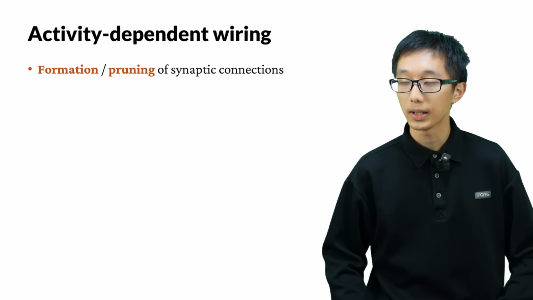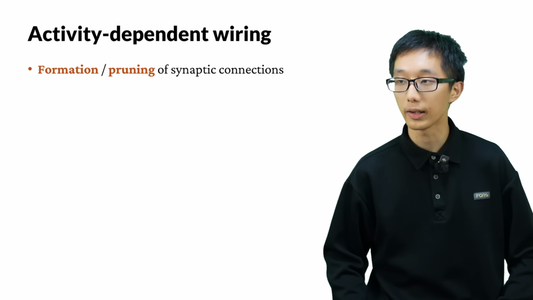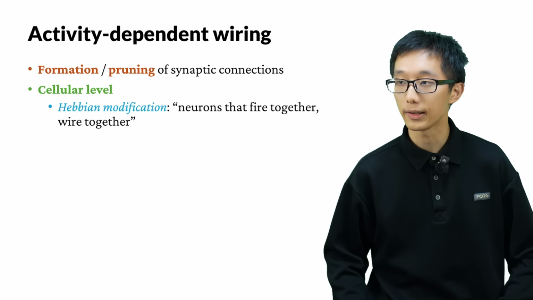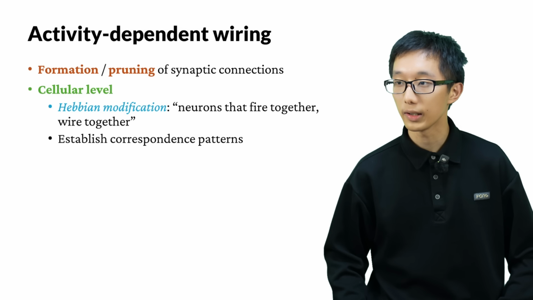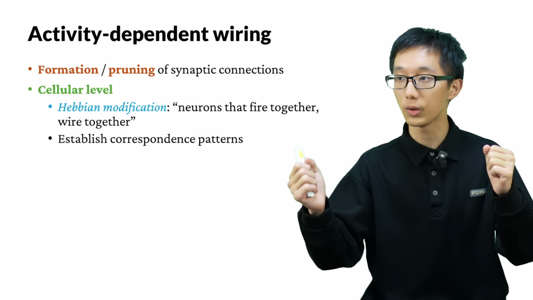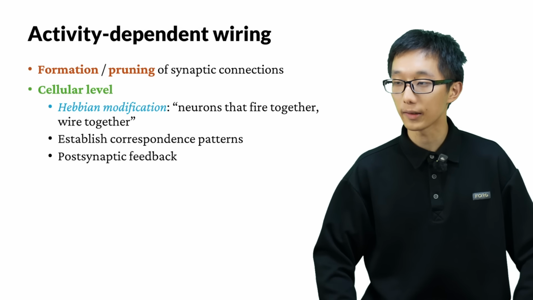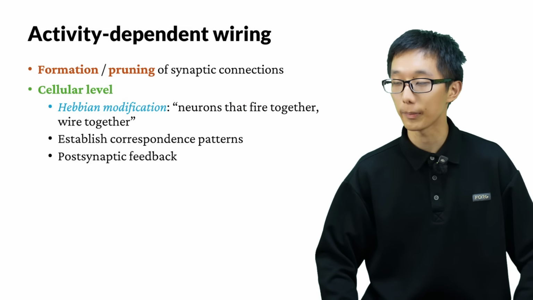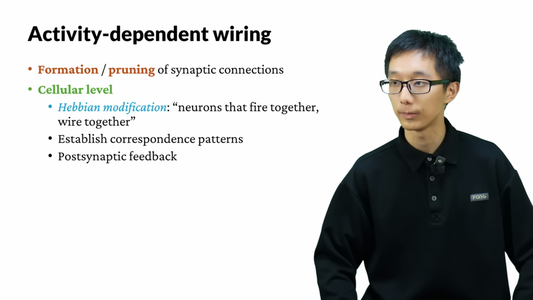Activity-dependent wiring means that the formation and pruning of synaptic connections are dependent on the activities. For example, at the cellular level, this means that there are Hebbian modifications. This is a classic quote in neuroscience: neurons that fire together, wire together. There are also establishment of correspondence patterns, how one neuron corresponds to another, or a few neurons correspond to a few neurons. And postsynaptic feedback. The action of the postsynaptic neuron feeds back to the presynaptic neuron and influences its behavior.